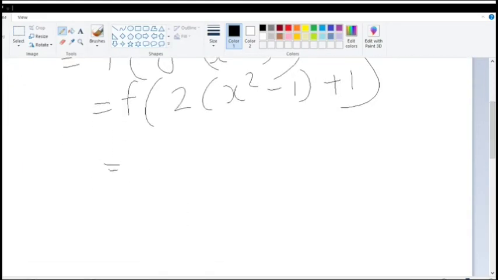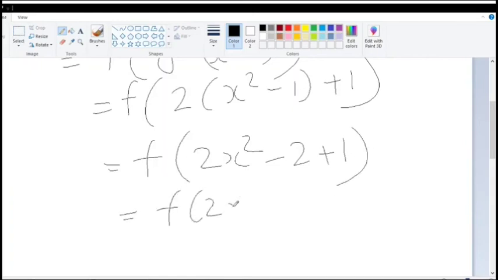Which is equal to, substituting here, f of 2 into x square, that is 2x square minus 2 plus 1, which is equal to f of 2x square minus 1. Here the value of f of x is root x. So this will be square root of 2x square minus 1.